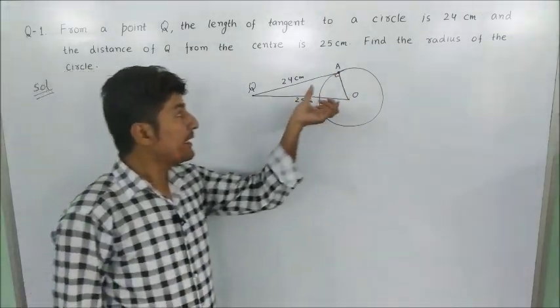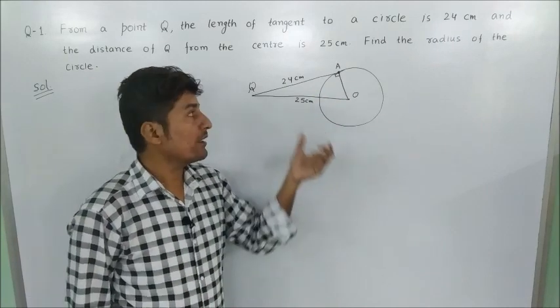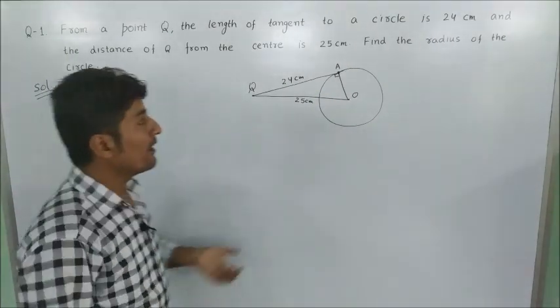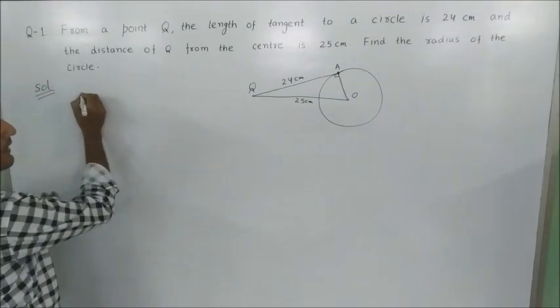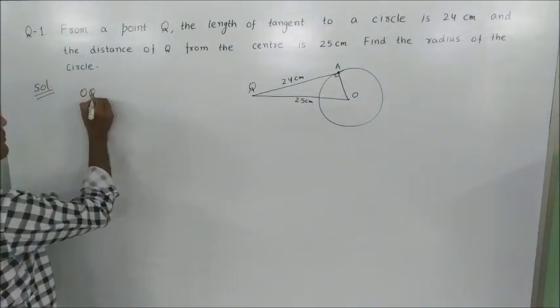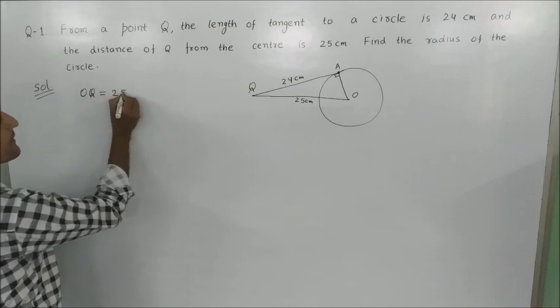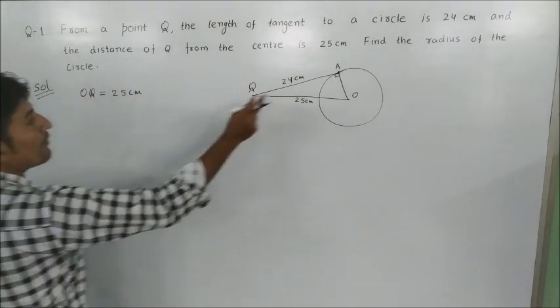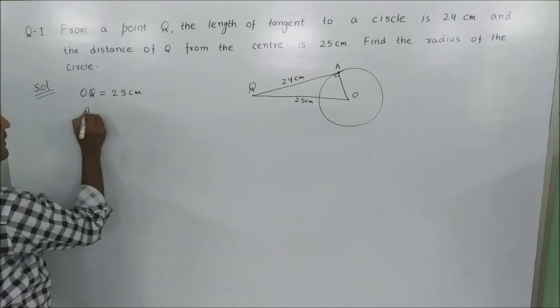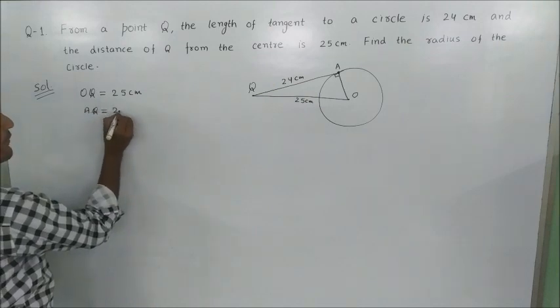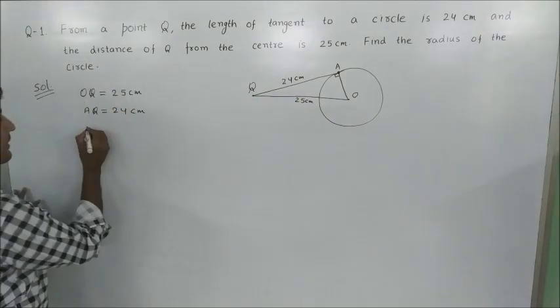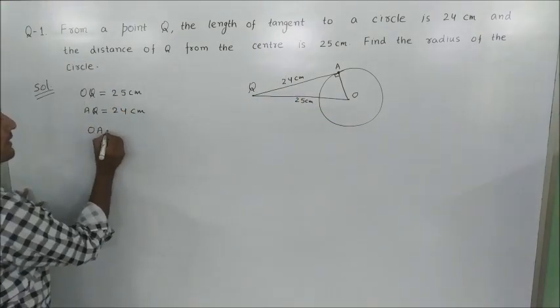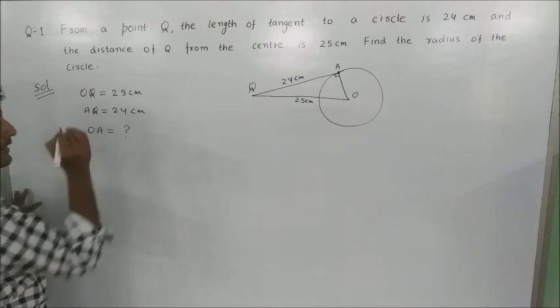As we know, the radius is always perpendicular to the tangent. So here in the solution we can write OQ. The value of OQ is given as 25 cm. The value of AQ is also given, 24 cm, while OA is the radius. OA equals the radius, which we have to find out.